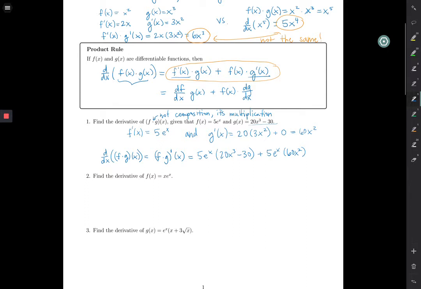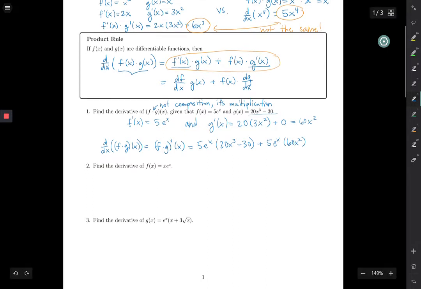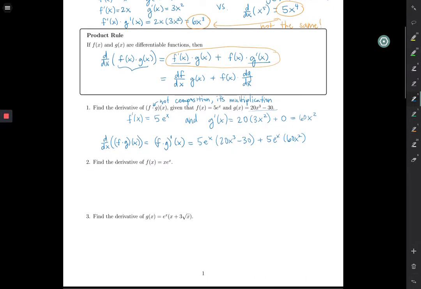You could simplify it if you wanted to, but generally when we're doing these derivatives just for the sake of doing them, you don't need to simplify them. But in the future we may be solving equations involving the derivative, and in that case, of course, it helps to simplify. Okay, but in this case we don't need to worry about that.